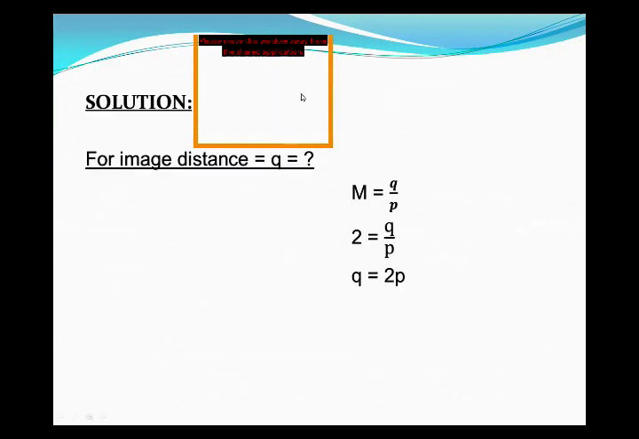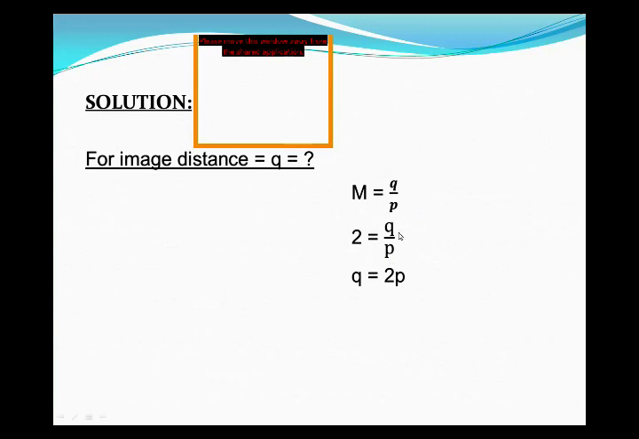So in the solution, first of all, we are going to find out the image distance, which is represented by the small q. Here we will use the magnification formula, m is equal to q upon p, meaning the ratio between the size of the image and the size of the object is called the magnification. Here the value of magnification is 2. Q and P will remain the same.